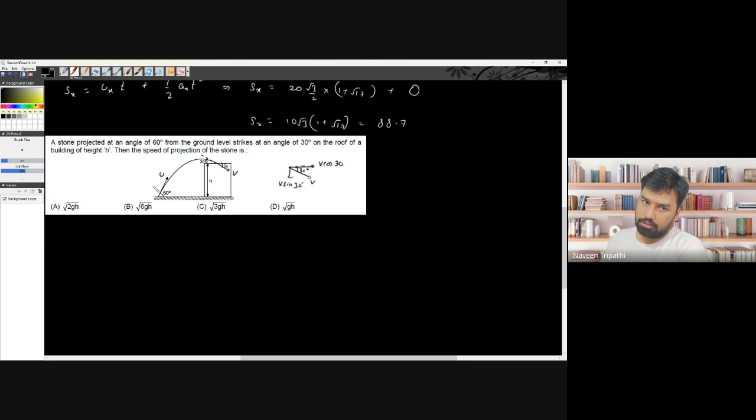Now we know that the initial velocity horizontal component is u cos 60, and vertical component is u sin 60. Right? And remember, I told you acceleration in x-axis is 0. So horizontal component velocity will not change. So u cos 60 and v cos 30 are basically the same. This is the first relation that you will get.